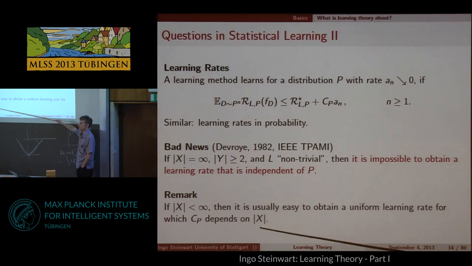So for example, if we want to do classification on a finite set X, we fix one point x, count the number of labels we see with positive label and with negative label, and then just pick the majority.